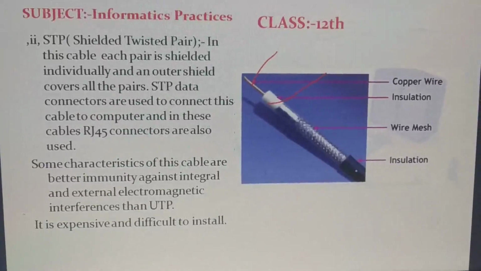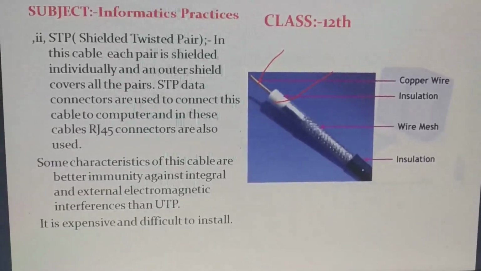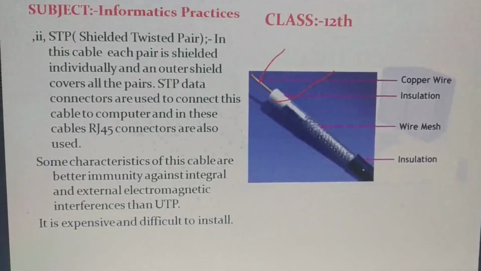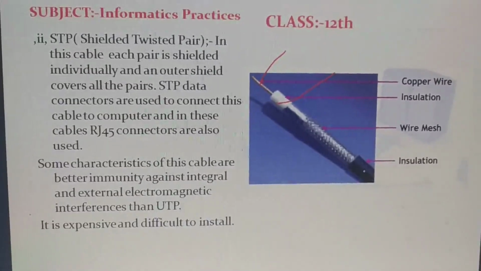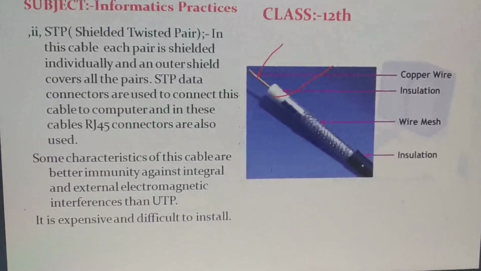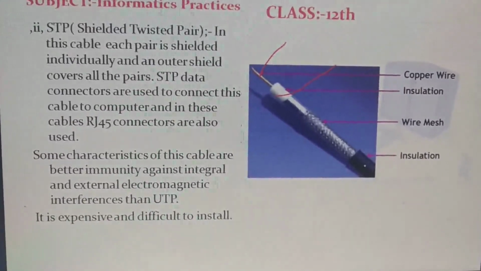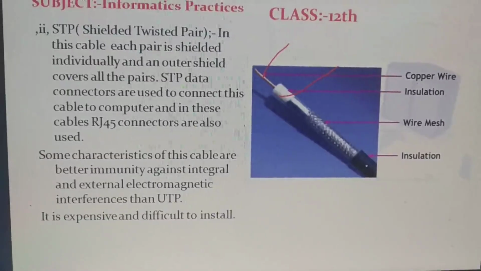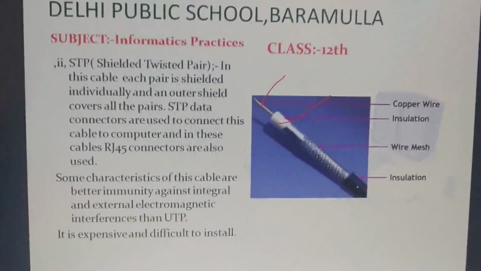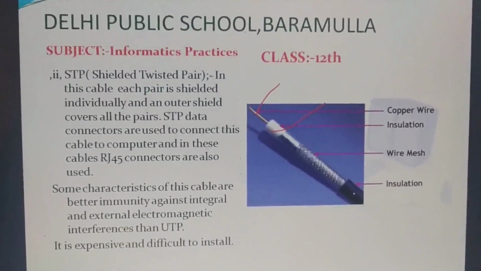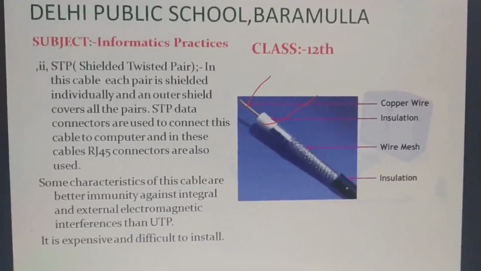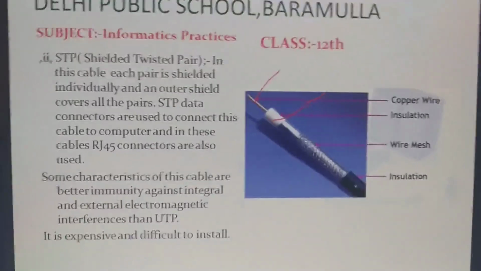Insulation means current cannot pass through this type of material, so that it is current free. So in shielded twisted pair, each cable pair is shielded individually, and an outer shield covers all the pairs. In this cable, data connectors are used to connect this cable to the computer, and here also RJ45 connectors are used.